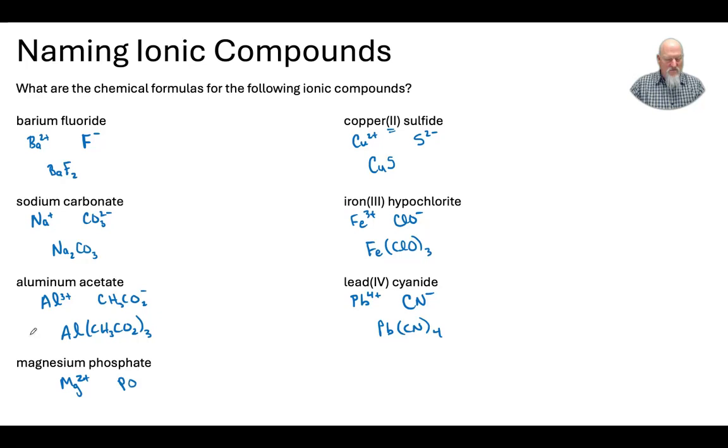Last one, magnesium phosphate, Mg2+. Phosphate is PO4 3-. So now I've got magnesium with a 2+, phosphate with a 3-. So I'm going to need 3 magnesiums, which is going to give me 6 positive charges, and 2 phosphates, which is going to be 6 negative charges. So I'm going to write Mg, I need 3 of those. Phosphate, PO4, parenthesis, and I need 2 of those. So magnesium phosphate, Mg3(PO4)2. So that's how you name ionic compounds, cation, anion. You just have to know your names of your cations and your anions.